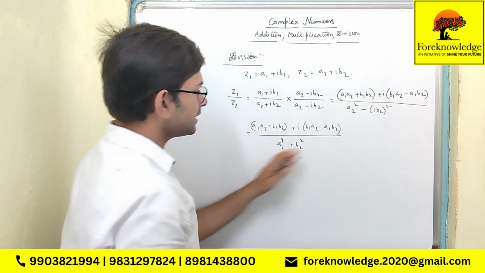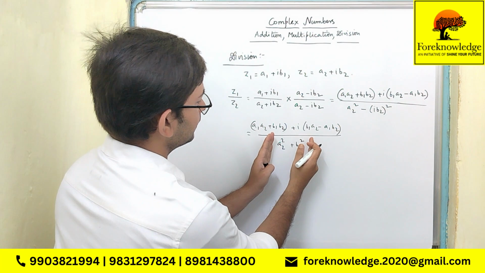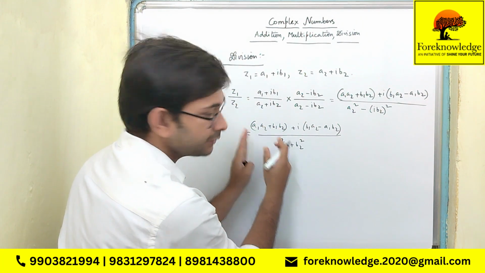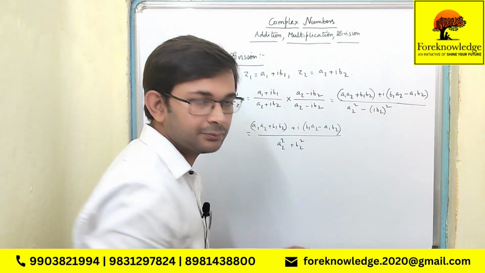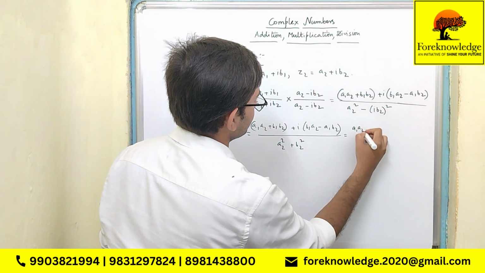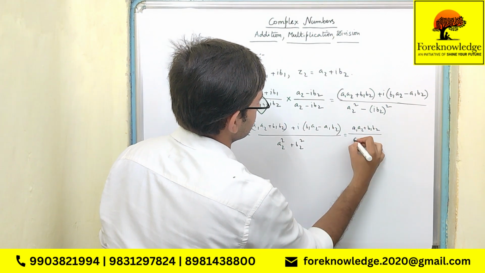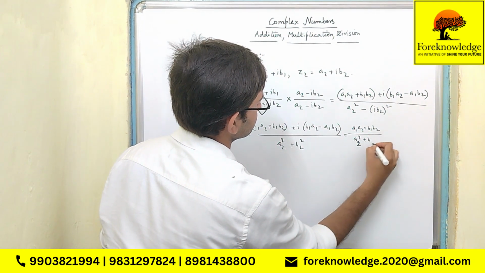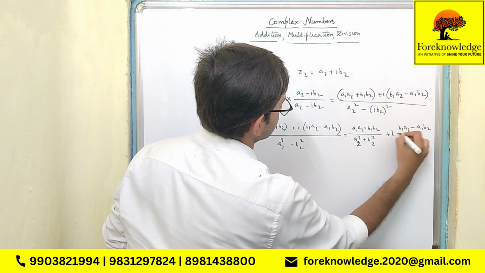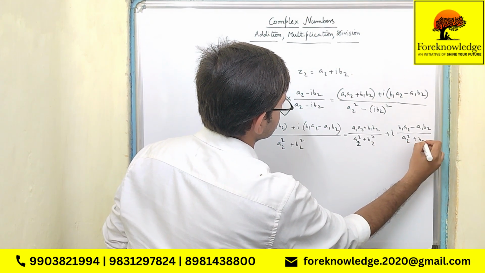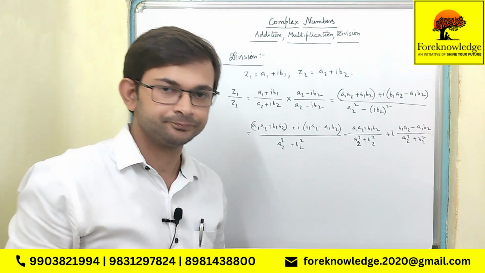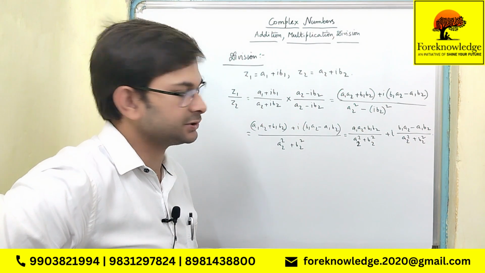Now easily you can separate the real part and the imaginary part. The entire denominator goes with the real part of the numerator, and the entire denominator goes with the imaginary part of the numerator. That means a1 a2 plus b1 b2 divided by a2 square plus b2 square, plus i times b1 a2 minus a1 b2 divided by a2 square plus b2 square. This is how we perform the division of complex numbers.